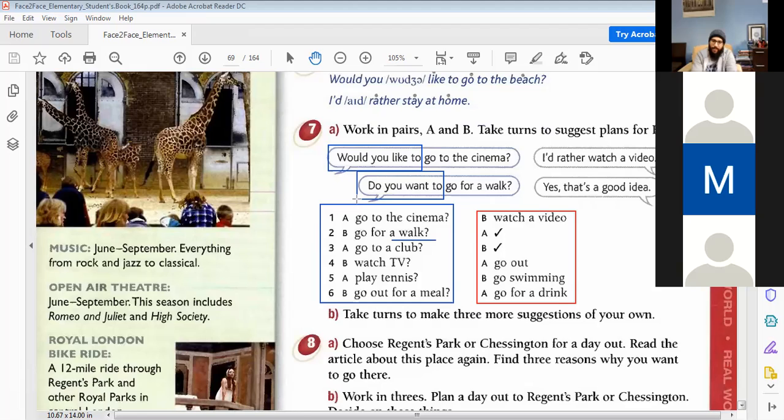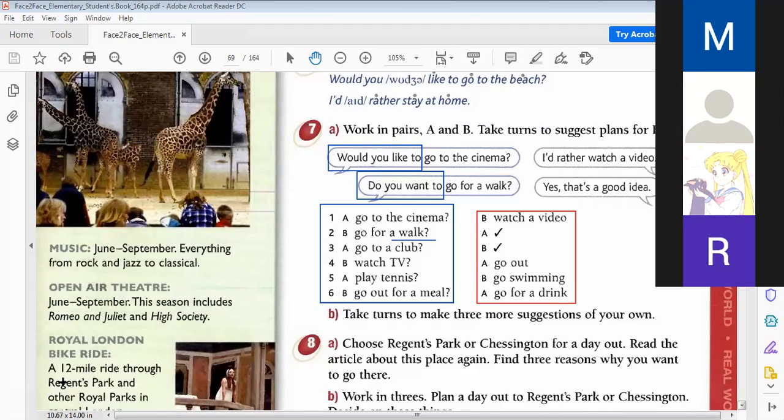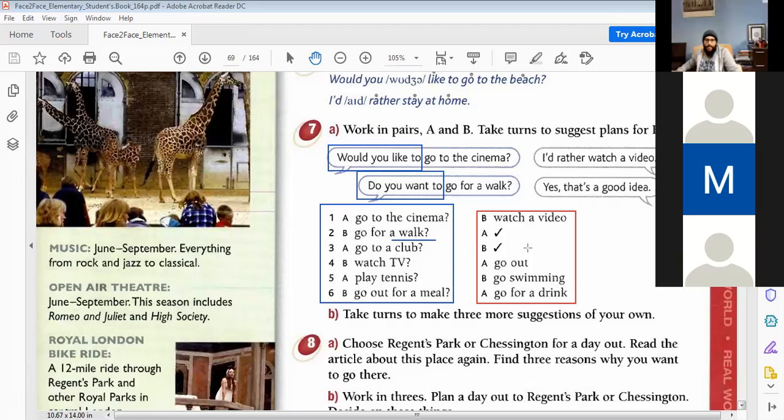Do you want to play tennis? Yes, that's a good idea. That's nice. Okay, very good. So this is the idea. If you want to ask your friends, you can use would you like to, or do you want to, and then ask him or ask her about anything. If you like the suggestion, you can say, yes, that's a good idea.